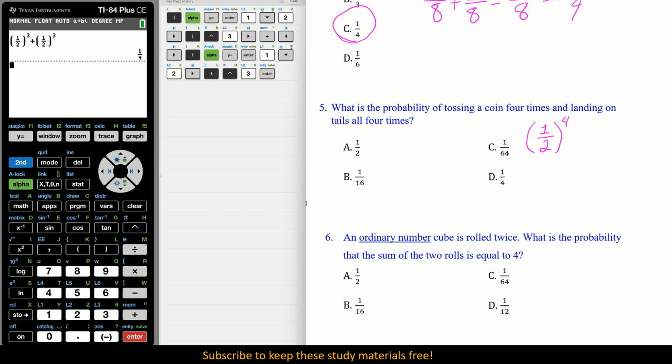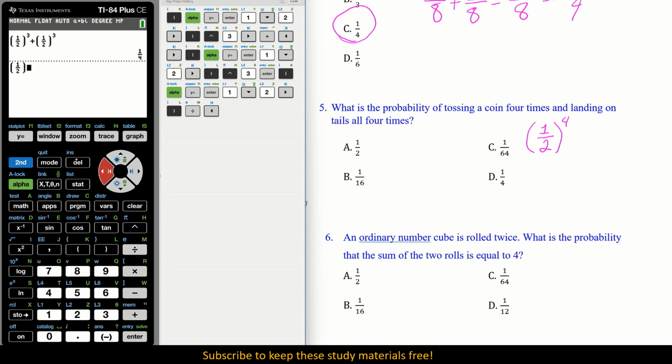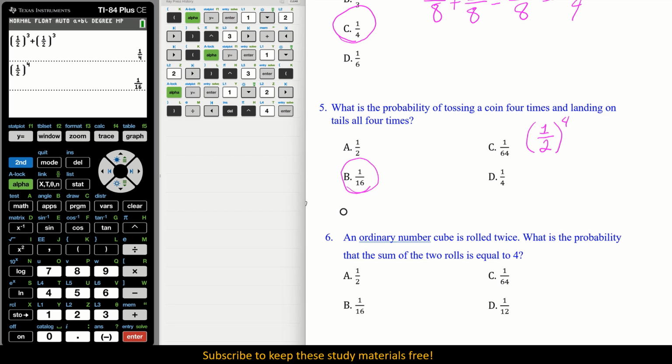So I'm going to go with my parentheses open, alpha y equals, number 1 is what I want, and then put in my half again. Arrow over, close. Oops, I put the wrong thing in. I am going to highlight that, push equal. I really didn't mean to press that. Let's go caret up and then 4. Now push enter, and it simplifies everything quickly for me, which would be option B.